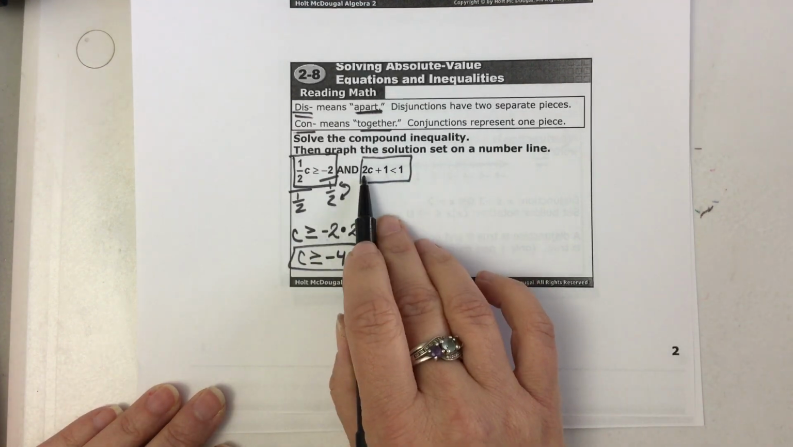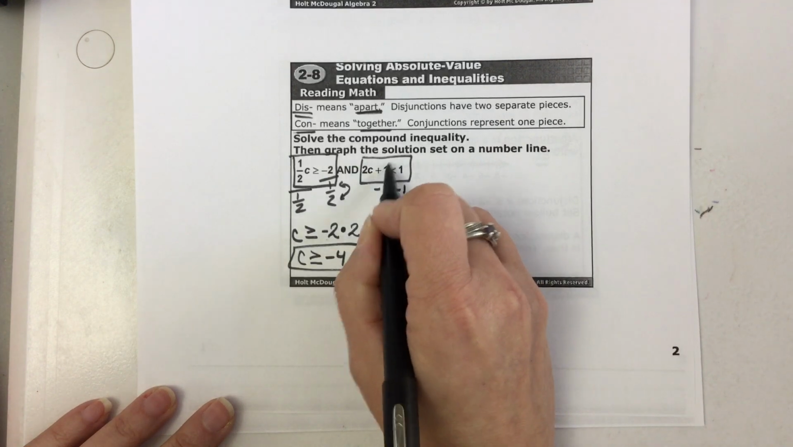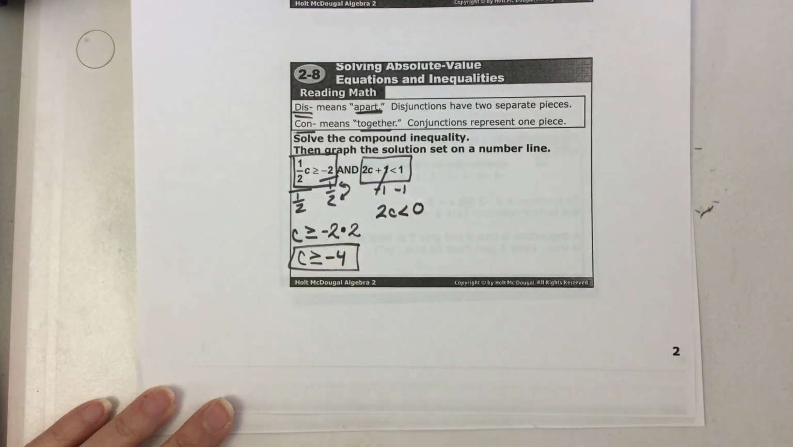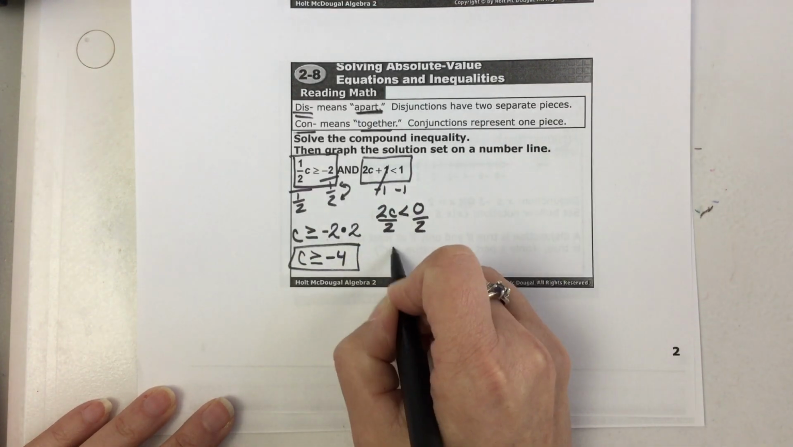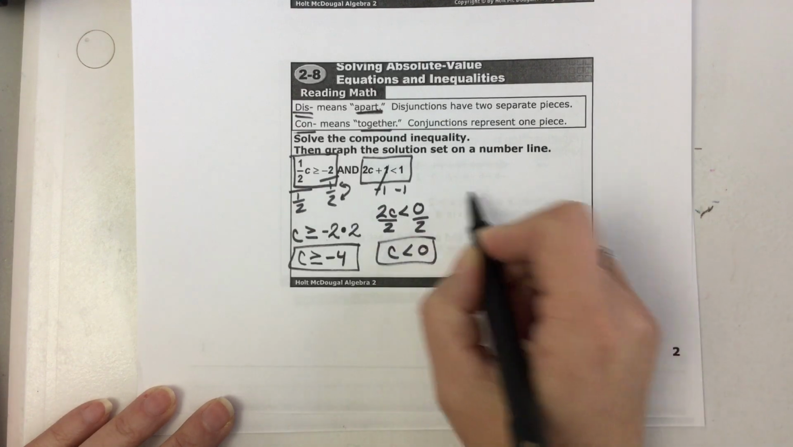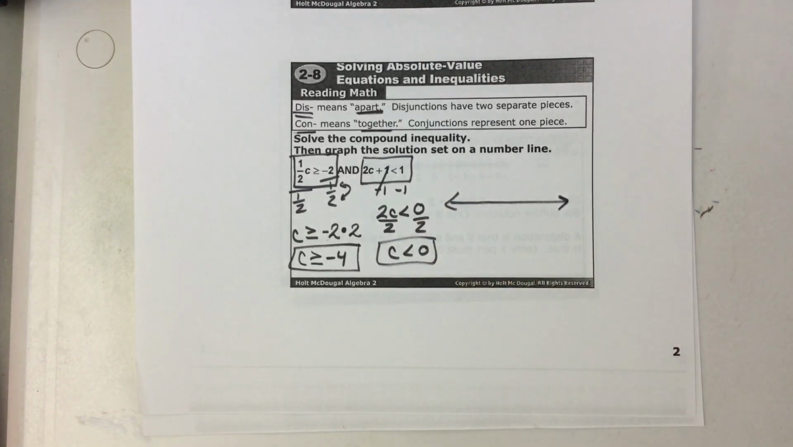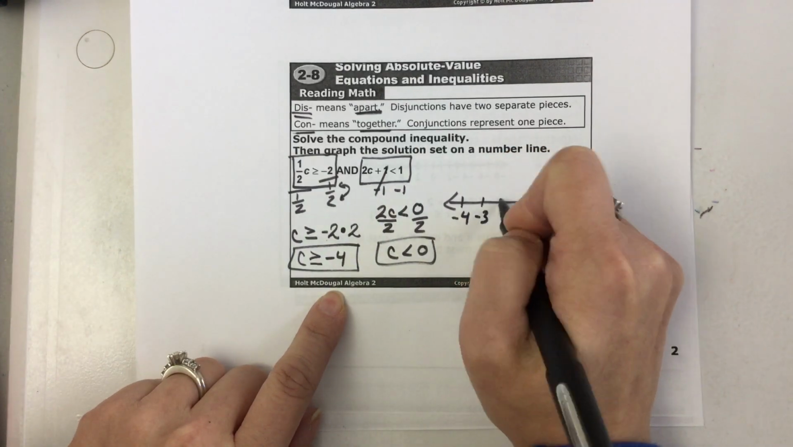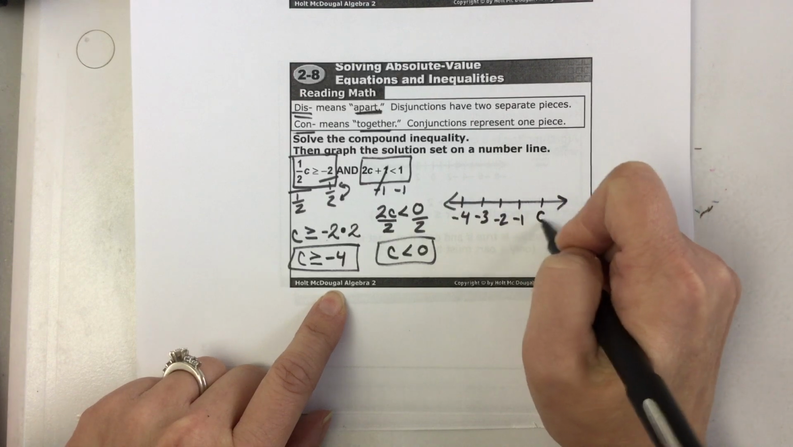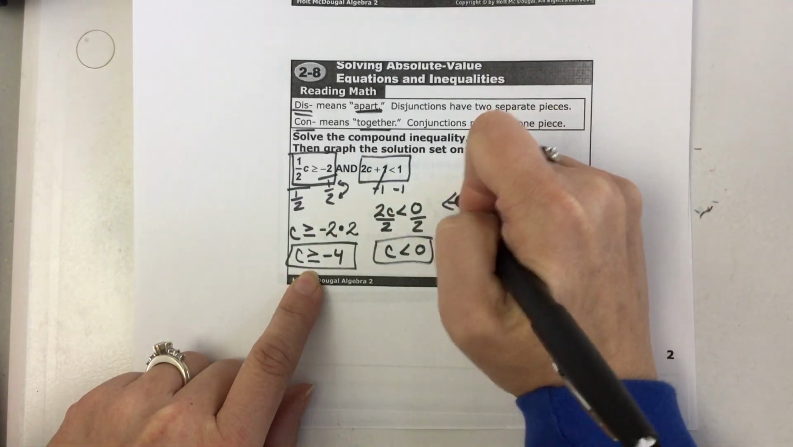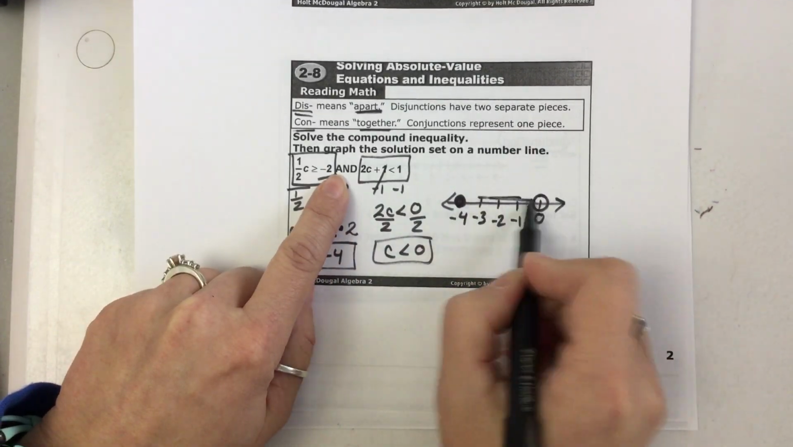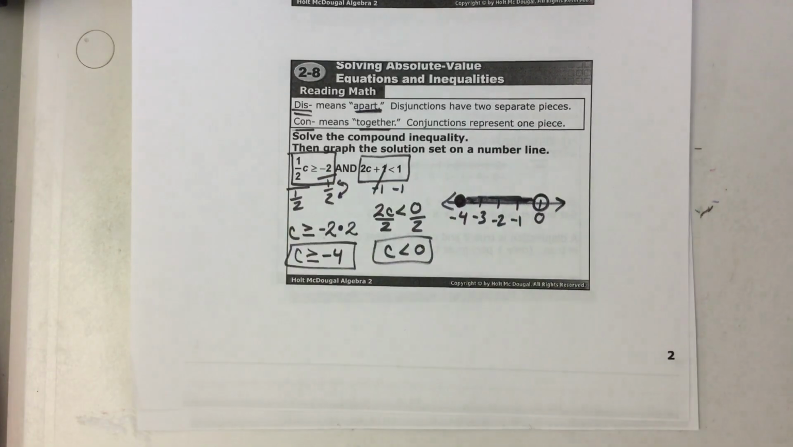Now if I solve for C here, 2C is less than 1 minus 1, which is 0. Divide both sides by 2 and C is less than 0. So again, because it's compound, I have two different solutions. I'm going to go -4, -3, -2, -1, and 0. Filled in circle on -4, open circle on 0, and it is a conjunction, and means you shade together. And you're done. Let's look at another one.